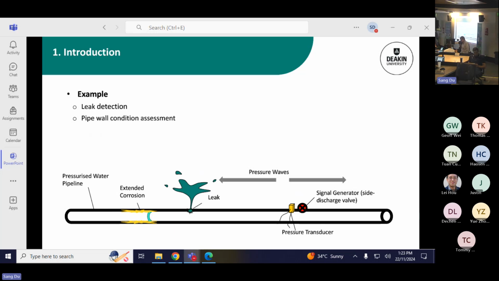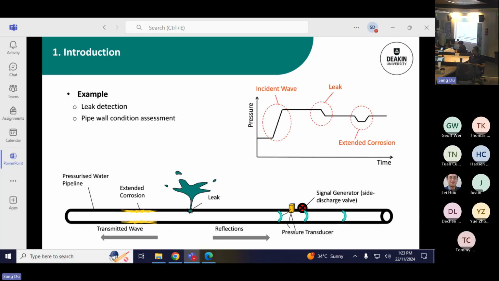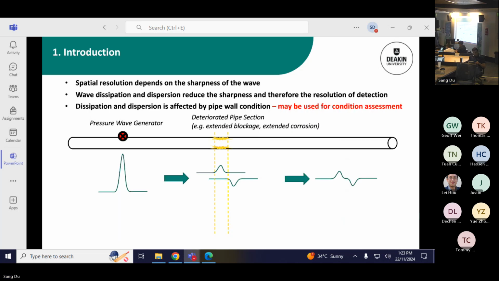And then if we have some discontinuities, we would get reflections from the system. So it's quite straightforward, similar to the sonar system, as you are probably more familiar with, for underwater object detection. Then by analyzing the reflections, we are able to tell the defects in the system. So that is the principle.